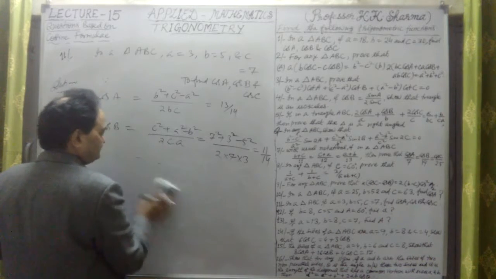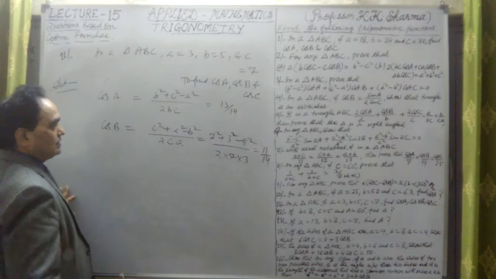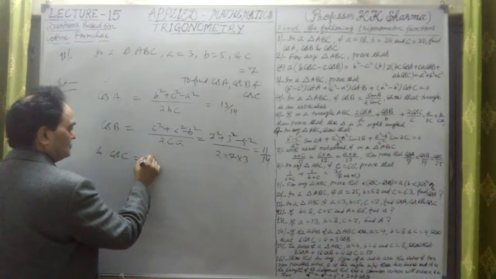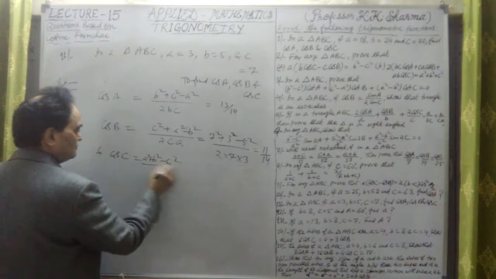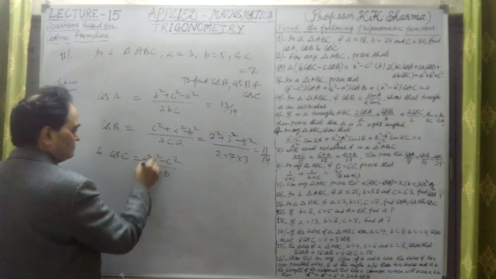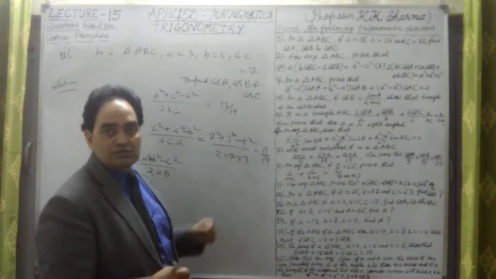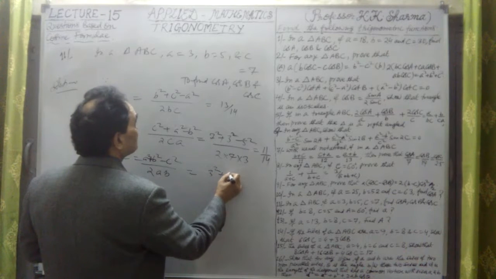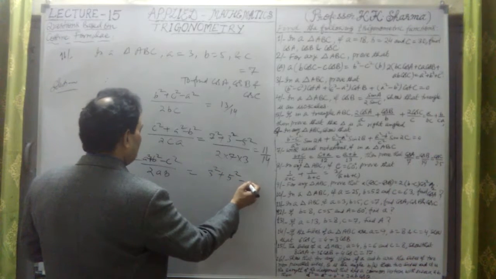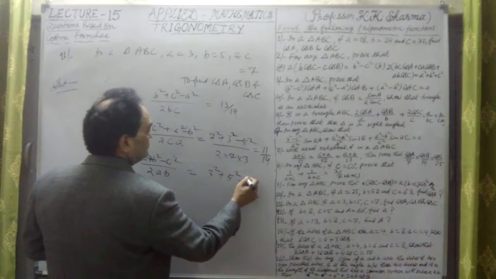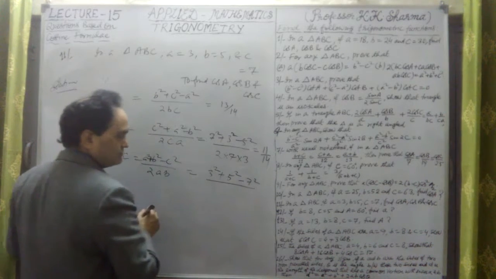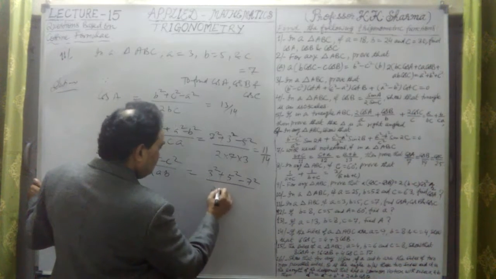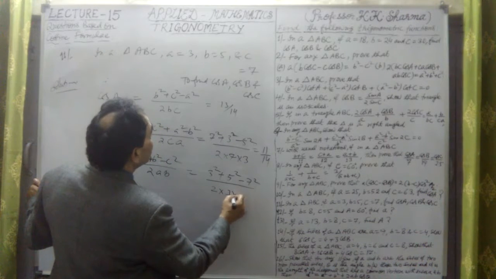What is cos C? And cos C is equal to A square plus B square minus C square divided by twice AB. This is the value of cos C. Here A square is 3 square, B square is 5 square, minus 49, 7 square, divided by twice A into B. A is 3, B is 5.